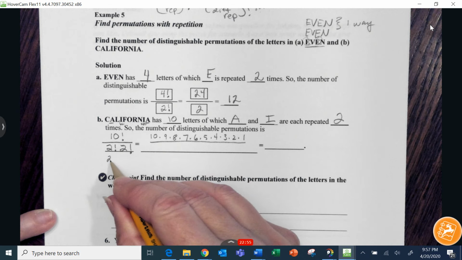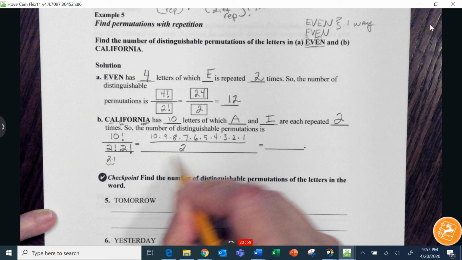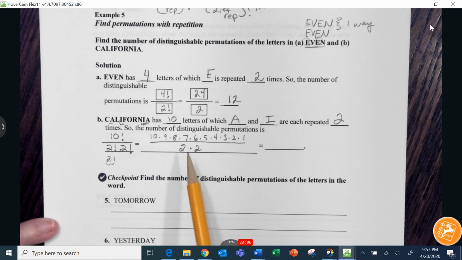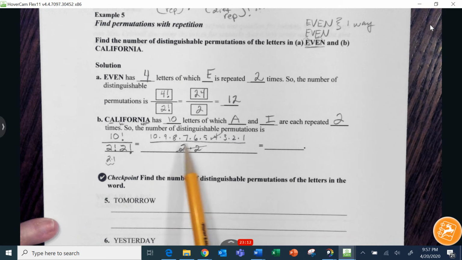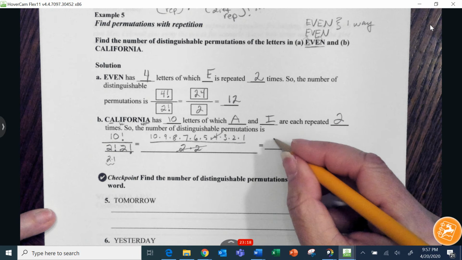Okay, 2 factorial is 2 times 1, so I'm just going to multiply that together and get 2, and then the other 2 factorial is going to be 2. So it looks like if I'm going to do this with canceling, I could cancel 2 times 2, which is 4, with the 4. So basically on top, I'm multiplying everything together except for 4, and cancel that with the 2 at the bottom. Type that in your calculator.